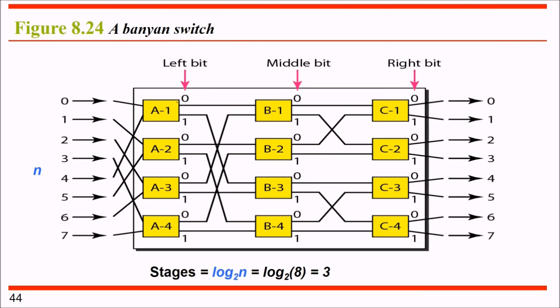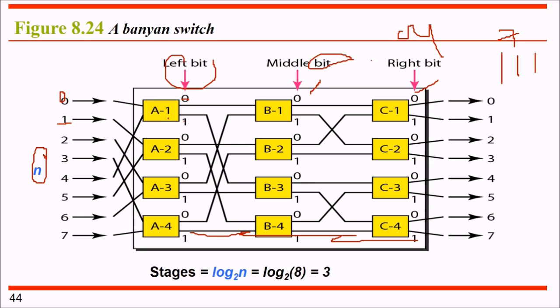This is a Banyan switch. N inputs, and then with the inputs we have, say, the left bit, the middle bit, and the right bit. Say 0 0 0 for 0, and then for 1 we have 0 0 1. Say for 7, what will it be? It will be 1, 2 and 4, so 1 1 1. So these are the left bit, middle bit, right bit for sending, say, 0 to 7.